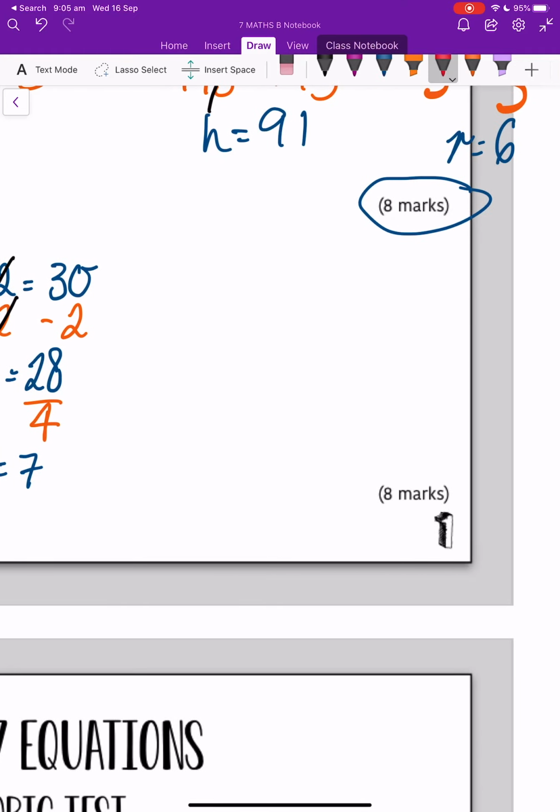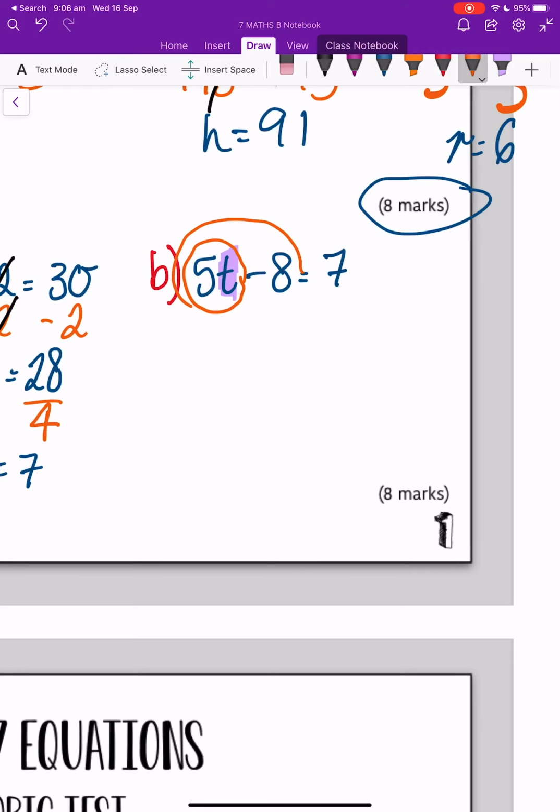Part B says 5t take 8 equals 7. Okay, so t is what we want to find out. Okay, think of it, this is the inside layer. This is the outside layer. Okay, we're going to get rid of the outside layer first, then the inside layer.